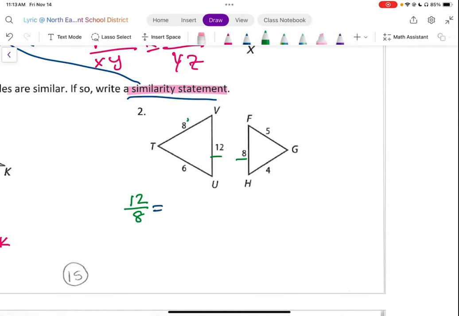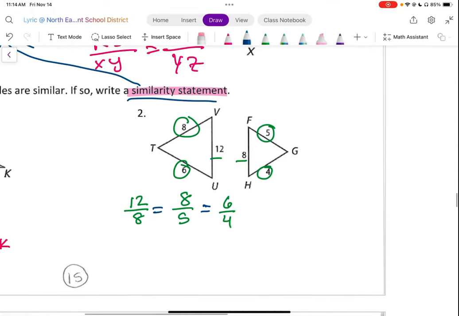Then we could do 8 over 5. And then the last one we would do 6 over 4. So we want to write a proportional statement between all three sides. And what I did here was I started with one triangle as the numerator, and then I put the second triangle as the denominator. It doesn't matter which one goes on top or which one goes on bottom, as long as you're consistent with one triangle being all the numerators and one triangle being all the denominators. You can't switch between them.